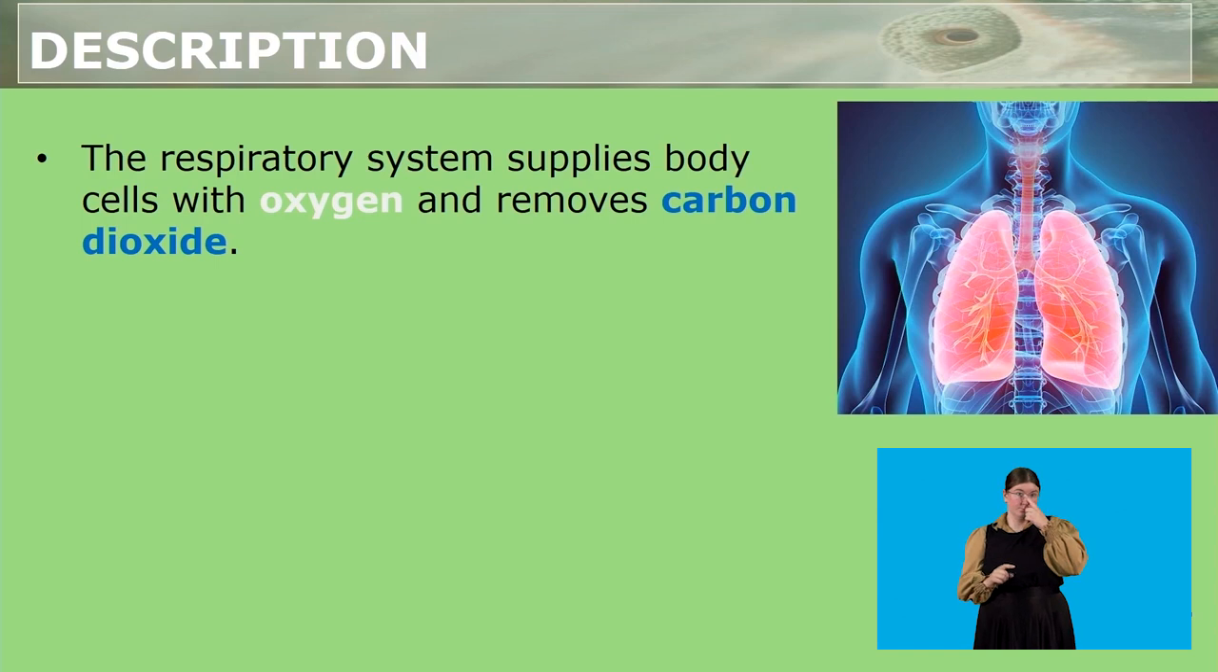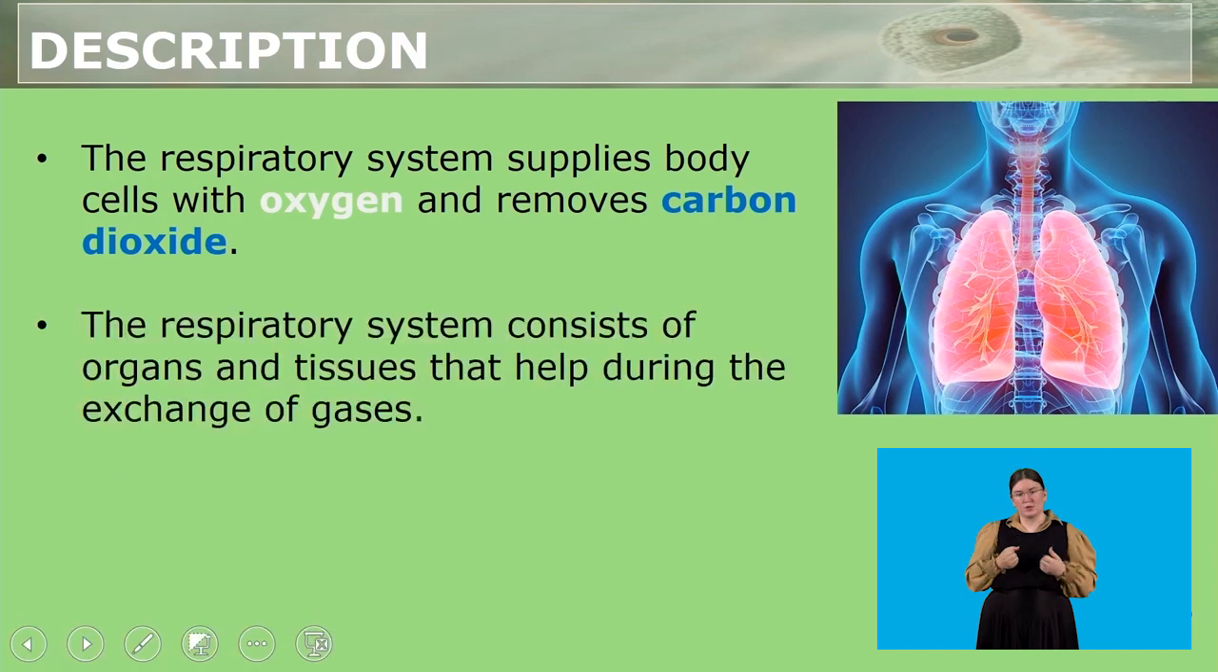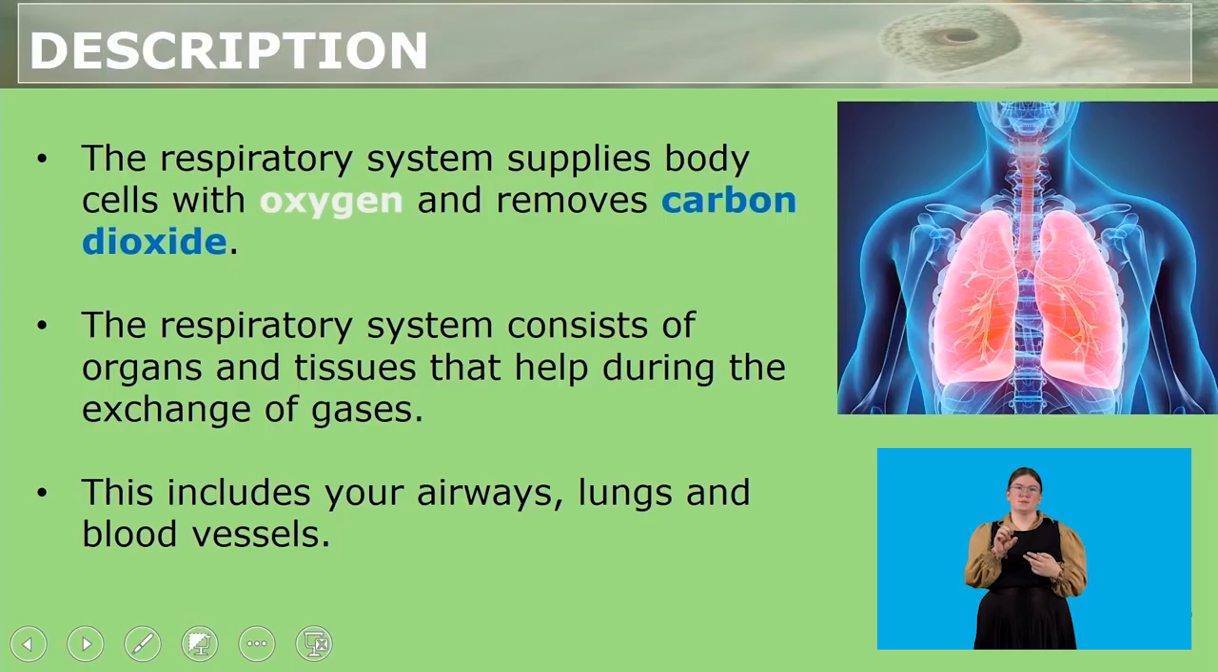So the respiratory system supplies body cells with oxygen and removes carbon dioxide. The respiratory system consists of organs and tissues that help during the exchange of gases. We are also going to be looking at those organs and tissues in more detail when we look at the components. The respiratory system includes your airways, your lungs, and blood vessels.